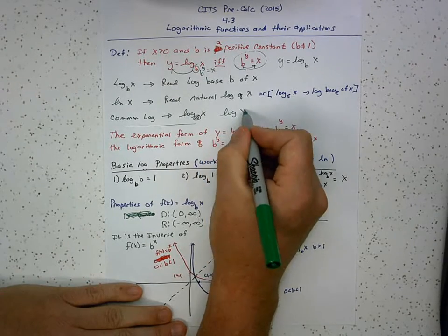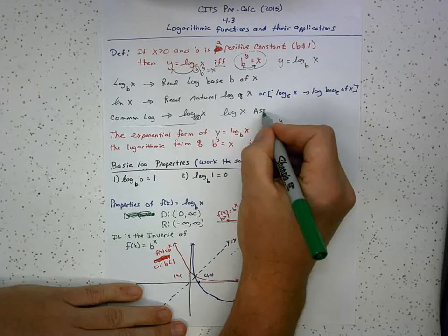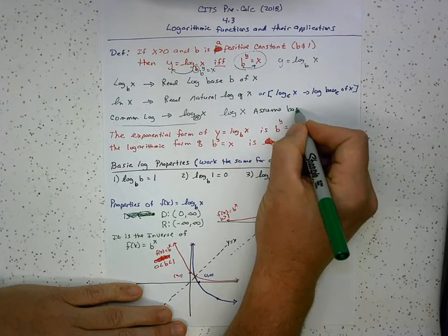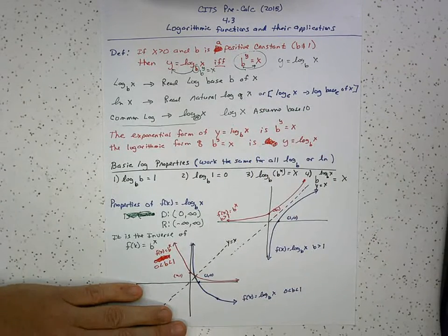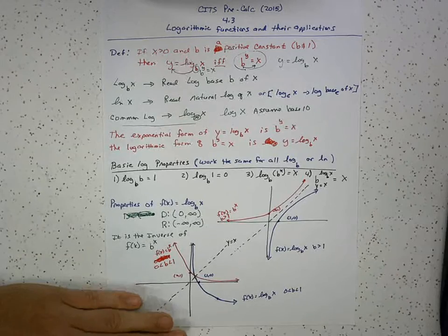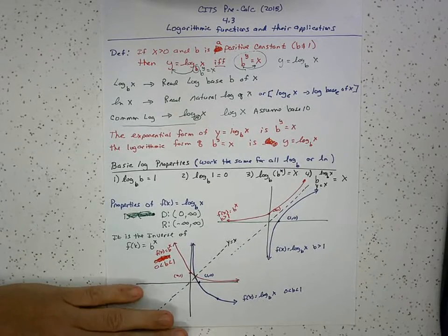I can write it like this, and that assumes base 10. Okay? Or I can say the common log of x, which is also the way of saying base 10.